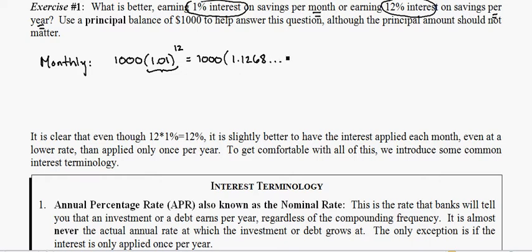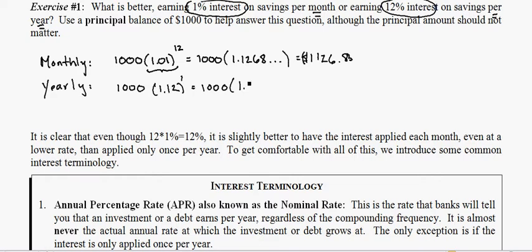1.1268, etc., which gives us a total of $1,126 and eventually 83 cents. That was an ugly 3, even uglier dollar sign, right? Versus the yearly, right, where we've just got 1,000 times 1.12 to the first. As weird as this is going to be, I'm going to write this one more time, right over here, because this is actually the step.